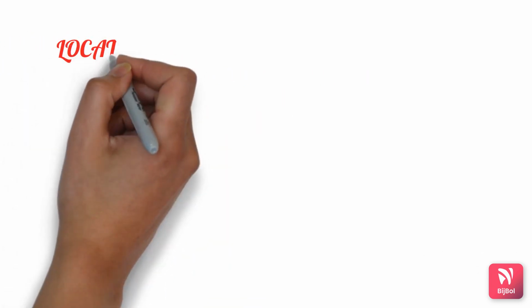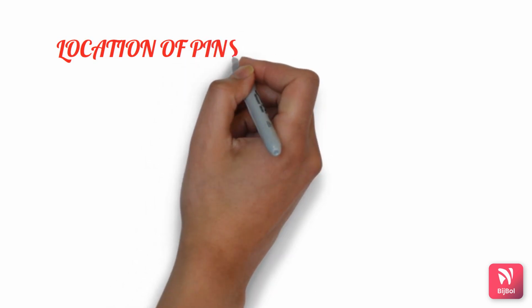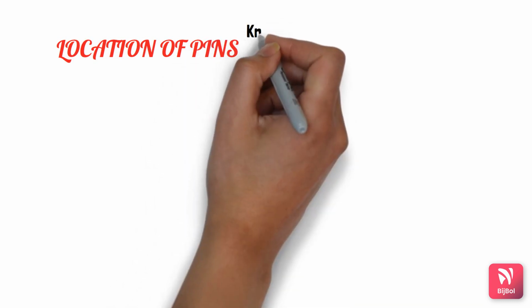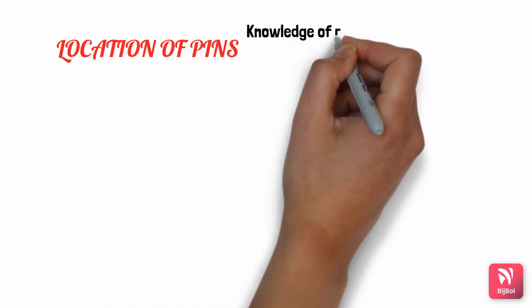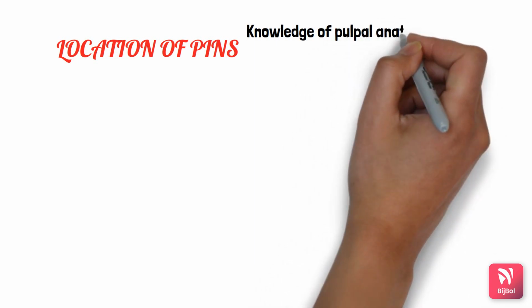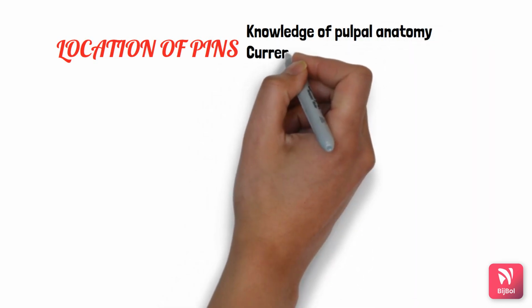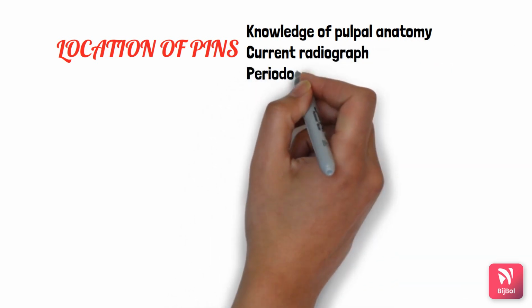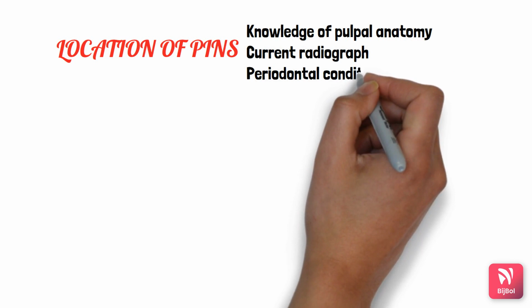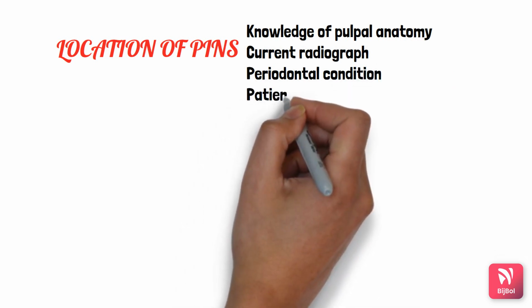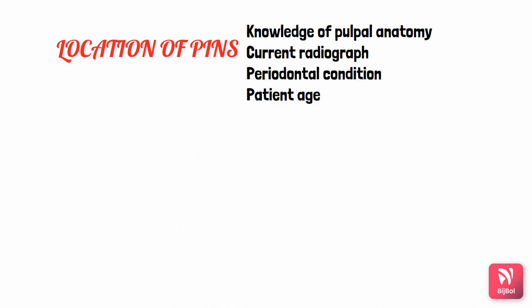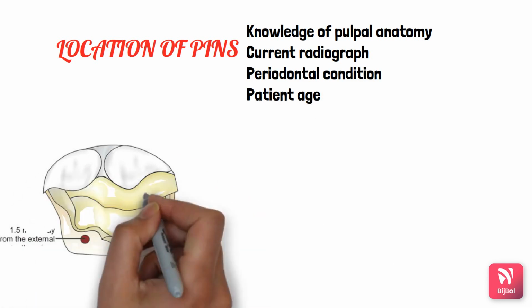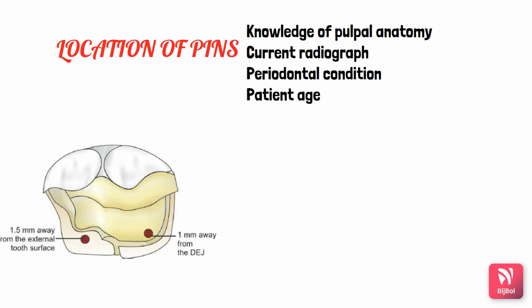And now we'll see the location of the pins. For this, we should have the knowledge of the pulpal anatomy and the external tooth structure, and we should check the current radiograph, periodontal condition of the tooth, and the patient's age. And where do these have to be placed? These are usually placed in the cervical 1/3 of the posteriors, near the line angles of the tooth.